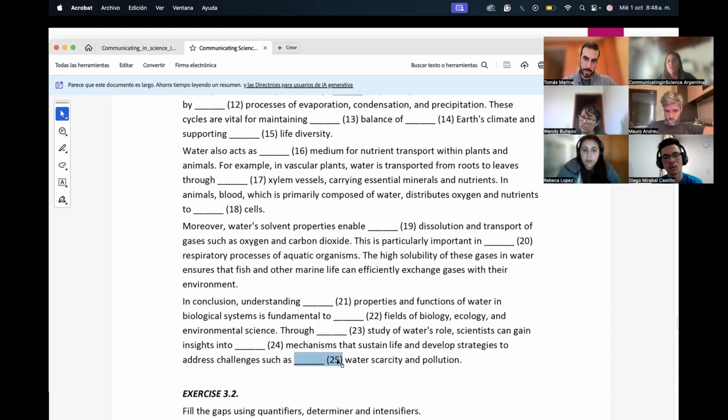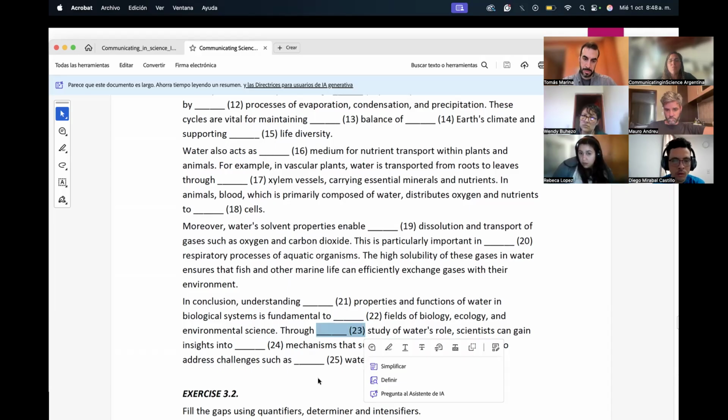It's not necessary. No article here. And in 23, I didn't put the article. It will be okay if I don't use the article. In this case, no, you need the article. In this particular case, you need the article. If I say through study of water's role, there is something missing in that sentence. So I say through the study of water's role.